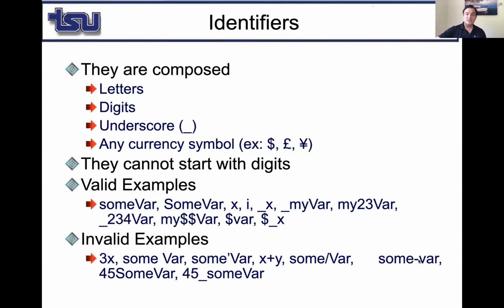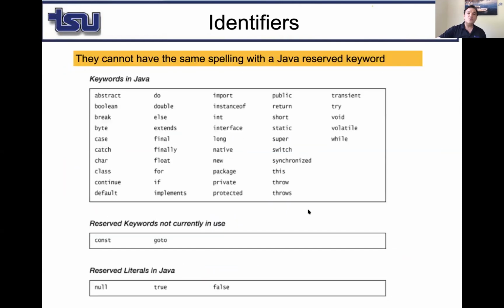You have dash. Dash is not allowed. You can have underscore, but not dash. Again, 45, it cannot start with digits. Again, it cannot start with digits. In addition to those rules, there are certain keywords, they are reserved in Java.